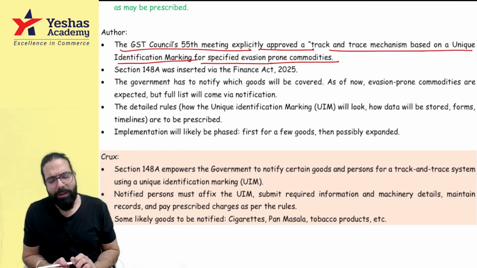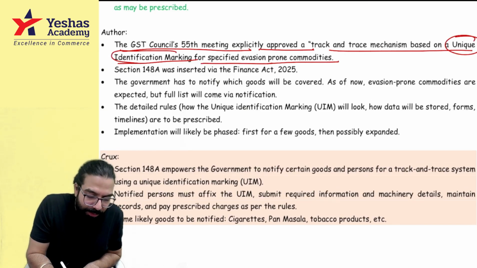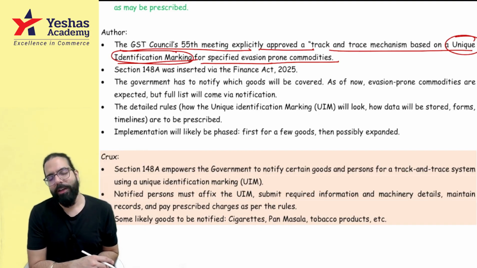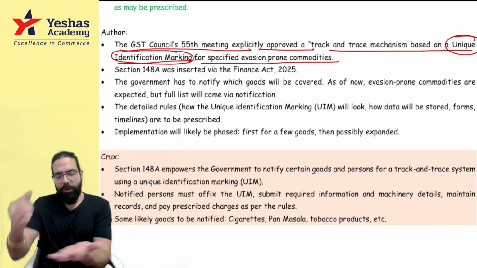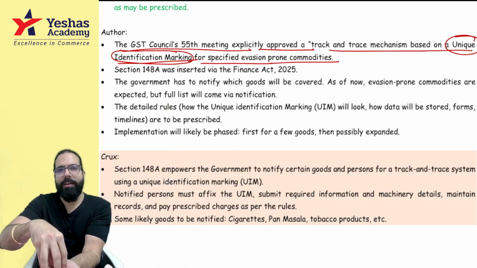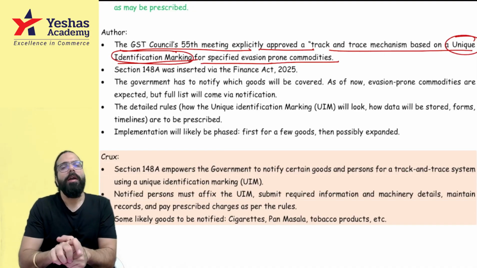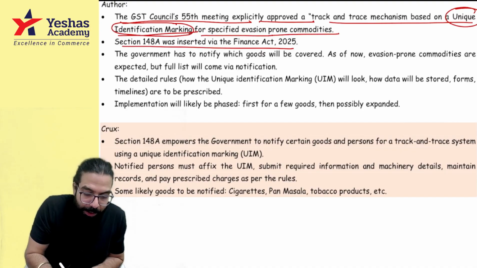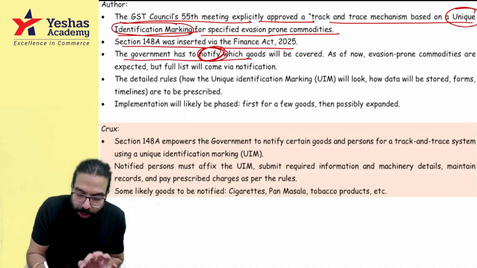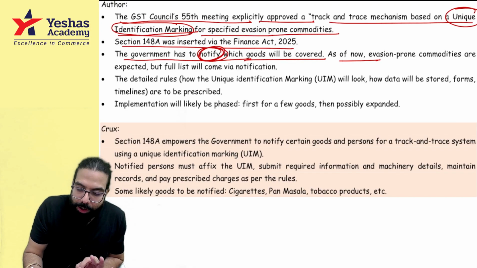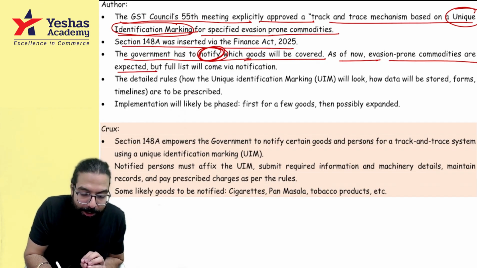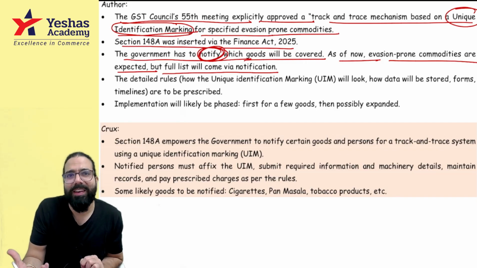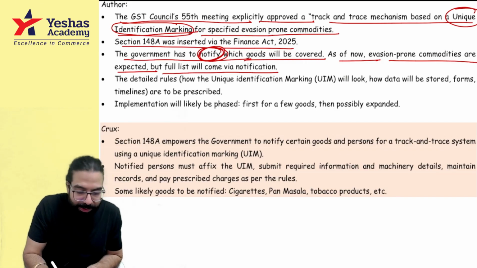What the government is trying to say is, we have designed a unique identification mark, track and trace mechanism. Basically, they will tell you to affix one unique identification mark on your goods so that tax evasion can be controlled. Okay. Section number 148A introduced. The government has yet to notify the goods that will be covered. As of now, some evasion prone commodities are expected, but the full list is yet to come.